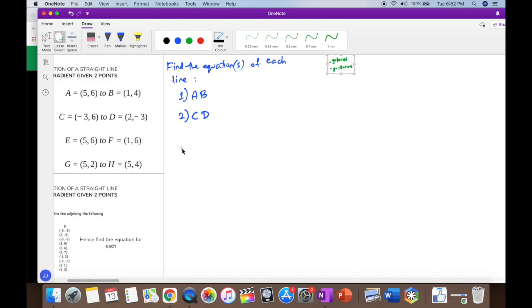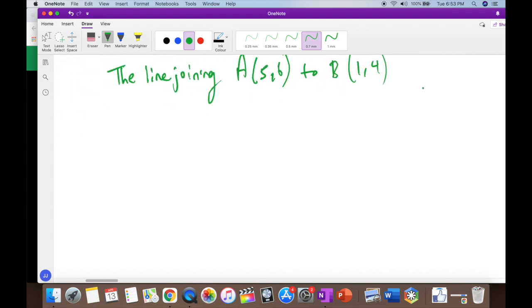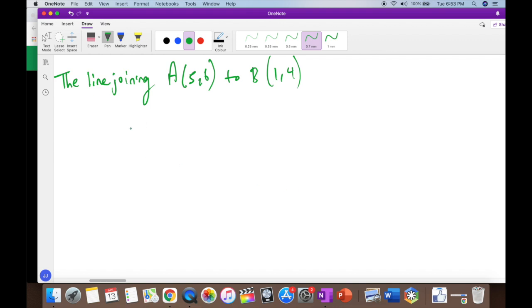Now AB, let's go with AB. So the line AB, the line joining A, which is 5, 6, to B, which is 1, 4. Alright, let's check this out. So first I know that the equation of a line is y is equal to mx plus c. Notice that I'm going to always put this first. m is y2 minus y1 all over x2 minus x1.